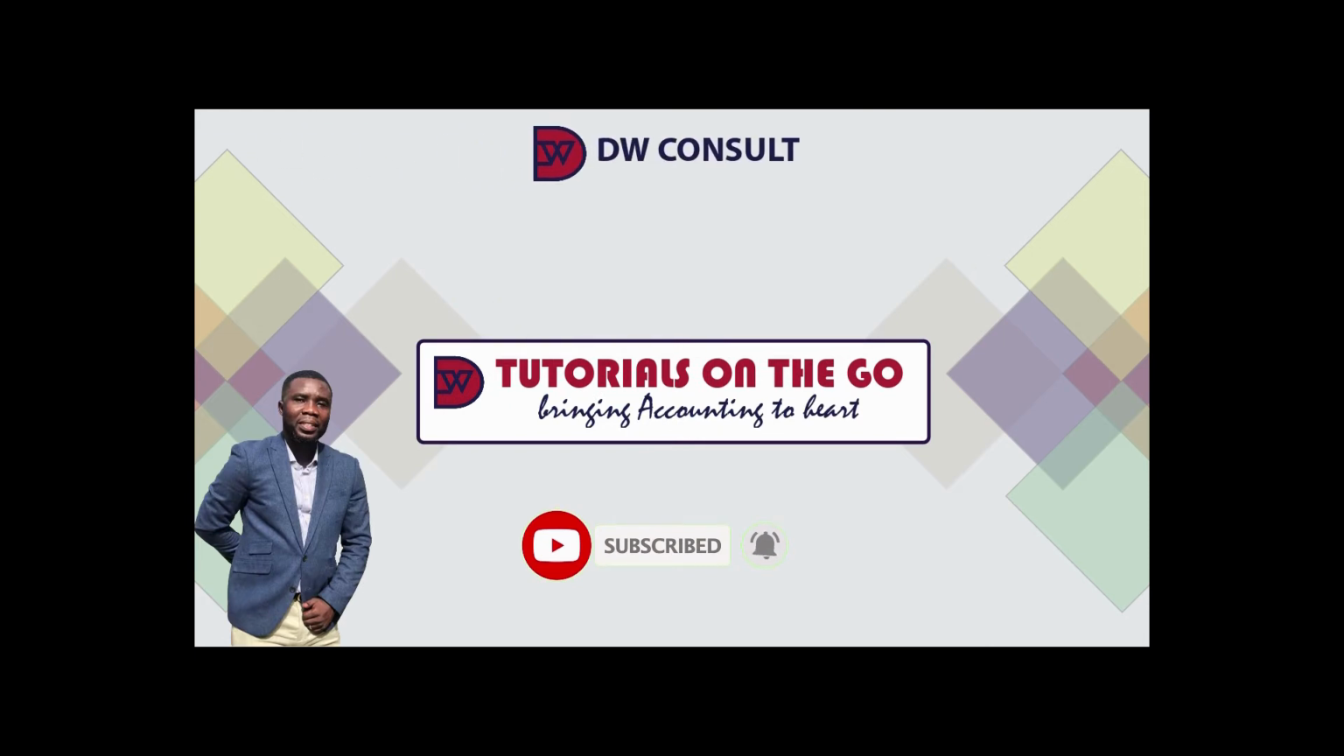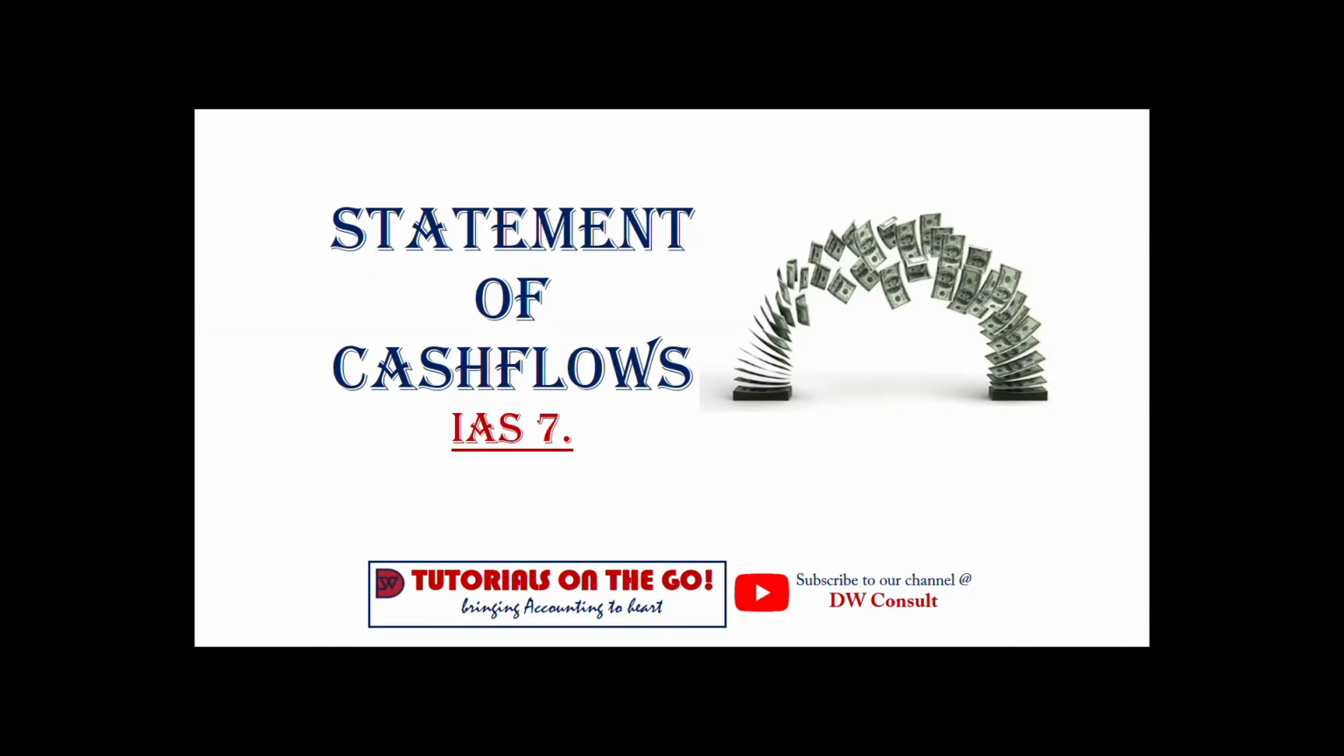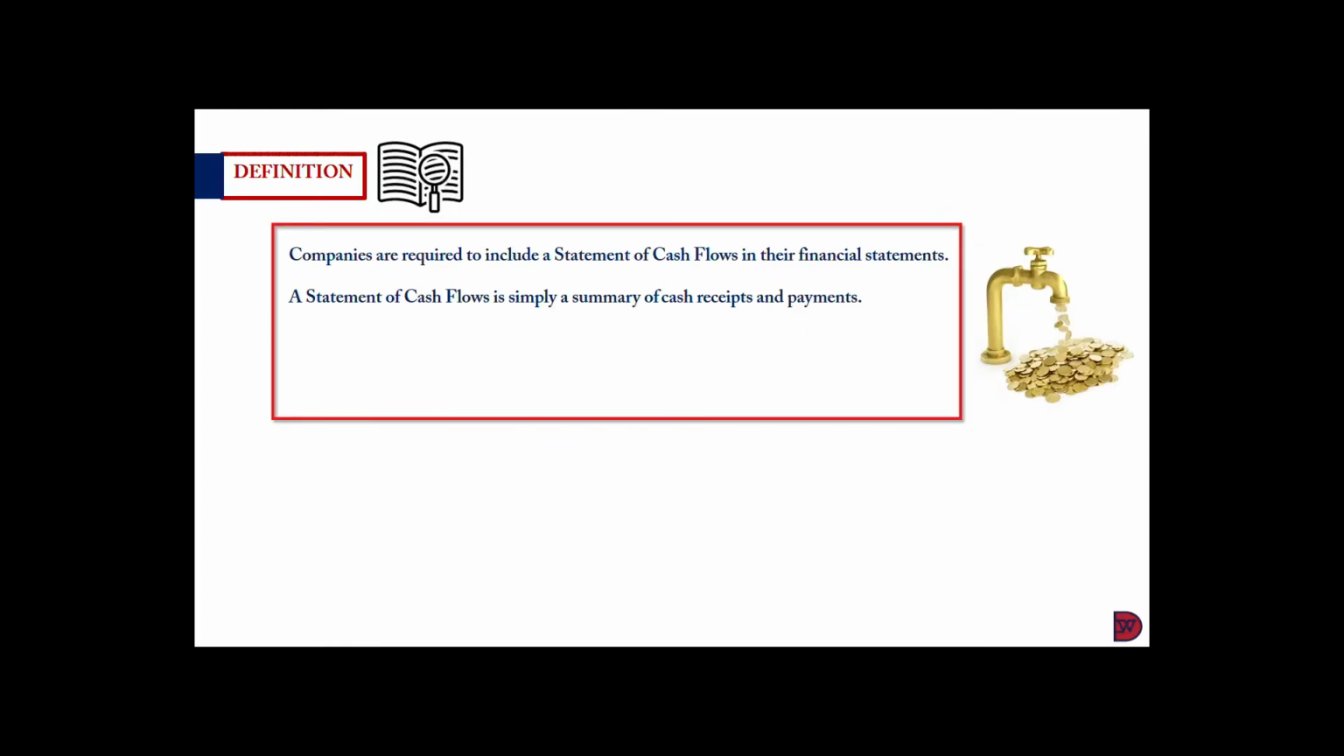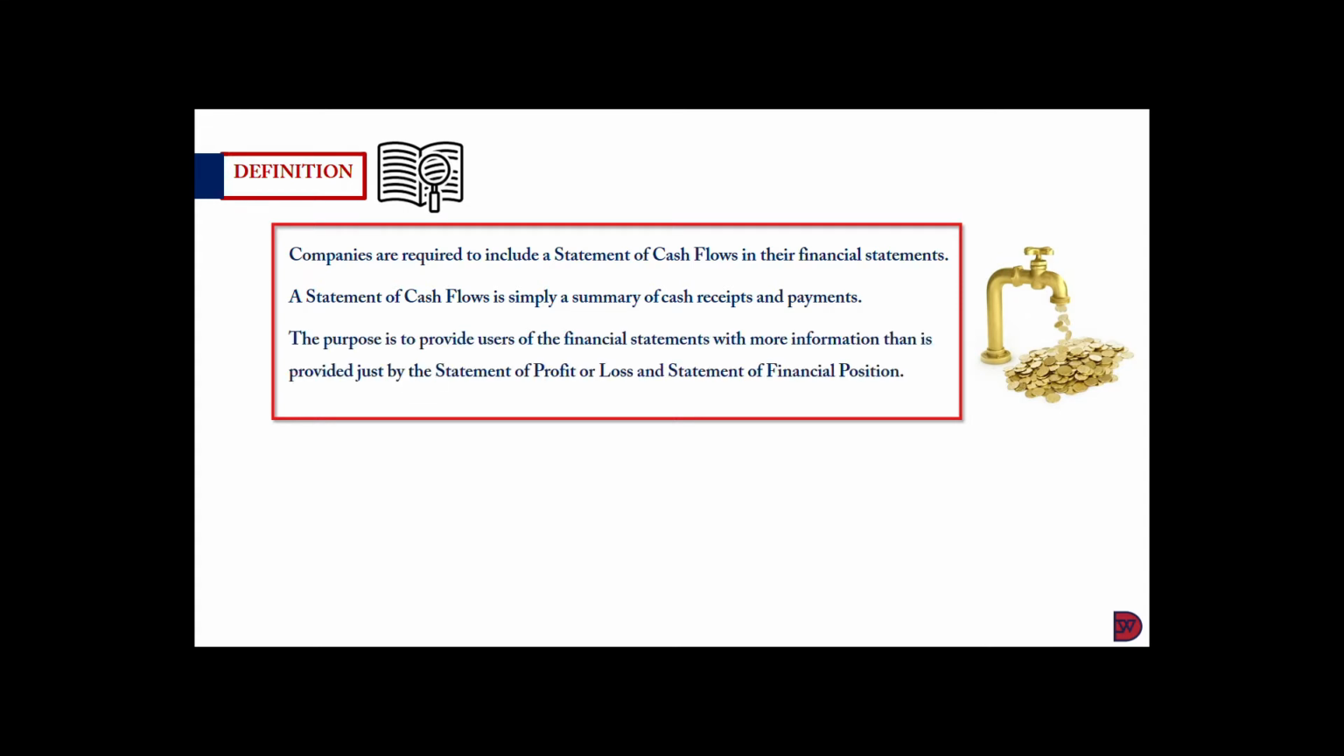Now to this episode's lecture. Statement of cash flow, IAS 7. Companies are required to include a statement of cash flows in their financial statements. In this lecture, we shall take a look at the required format and explain how to prepare a statement of cash flow. A statement of cash flow is simply a summary of the cash receipts and payments for an institution for a period. The purpose is to provide users of the financial statements with more information than is provided just by the statement of profit or loss and the statement of financial position.